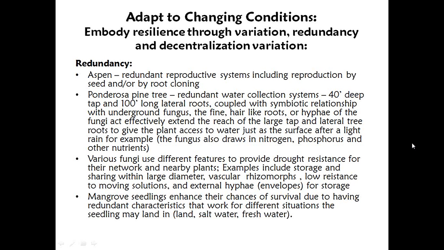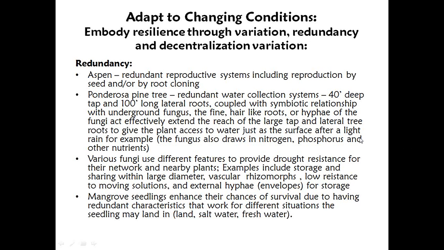So there's the fungi networks. The other one that was really fascinating is the mangrove, which has a variety of strategies. It drops a seedling that has a spear-like point, so if it lands on land or in the mud, it'll stand up and establish roots very quickly. But if it lands in salt water, which is more buoyant than fresh water, the whole seedling will float horizontally, and the seedling can actually perform photosynthesis while it's floating in the salt water, so it can stay alive.